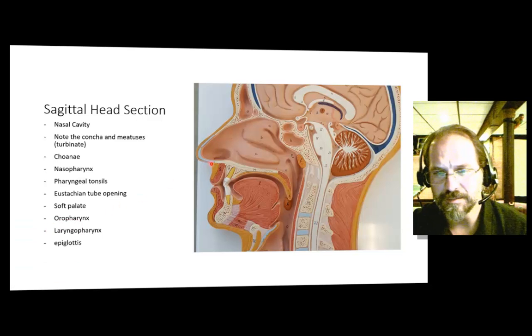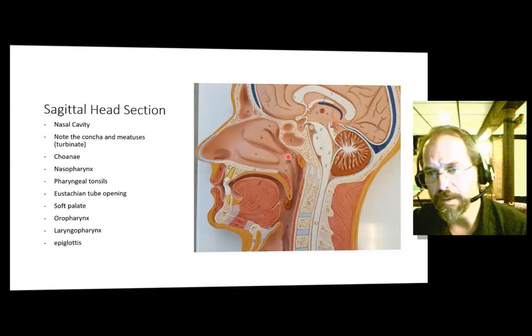The external nares are the cartilaginous openings that go into the nose that let air up into this waiting area called the vestibule. The vestibule leads into the nasal turbinate, which consists of the three bony concha, superior, middle, and inferior, and then the grooves that pass between them called the meatuses. When we go posterior to the turbinate, we get into the choana, and the choana contains the opening of the eustachian tube. And then we pass into the nasopharynx, the muscular tube here.